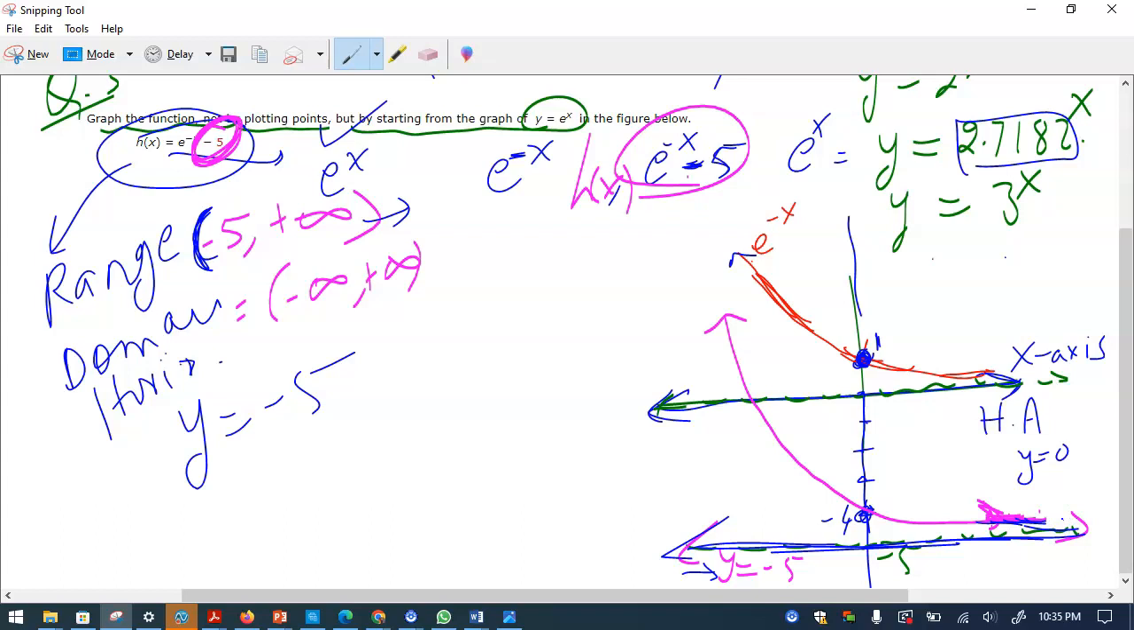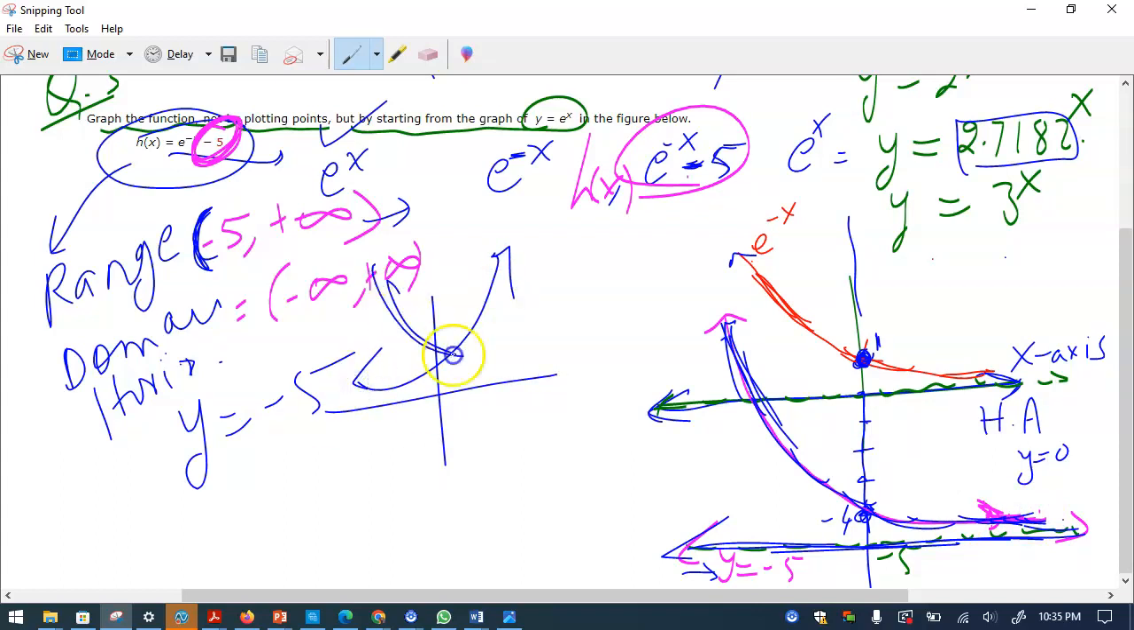I hope you understood this, how to go about not just sketching. So the pink color is this beautiful graph. The original graph gets reflected over the y-axis, and then it shifts 5 units down.